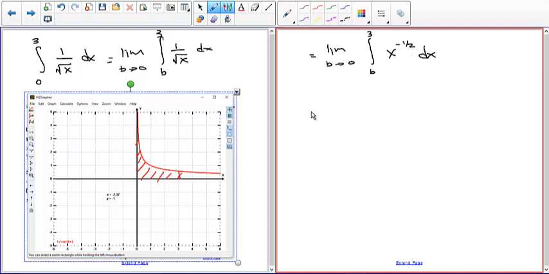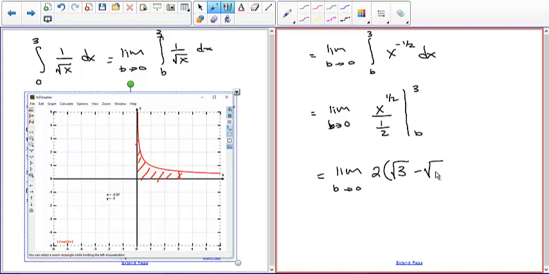Okay. So then we integrate it. We use the power rule. So we'll get x to the positive 1/2 power. We add 1 to the exponent, divide by the new exponent. We put our limits of integration in there, which are b and 3. Then we actually plug in those two quantities. So dividing by 1/2 is like multiplying by 2, so we'll get 2 times the square root of 3 minus the square root of b.